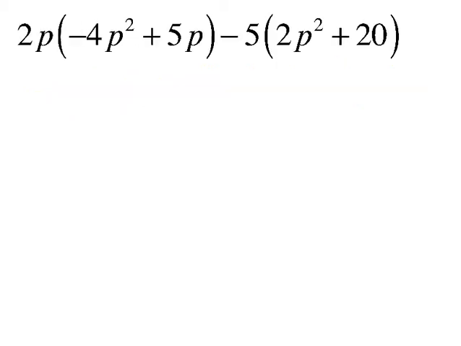So let's go ahead and look at the following. Now what we're going to do is combine those with an addition problem. So we're going to distribute that 2p to each of these. And then I'm going to distribute a negative 5 to each of these. So let's start with the 2p. When I distribute the 2p to the negative 4p squared, I get negative 8p cubed. 2p times 5p.